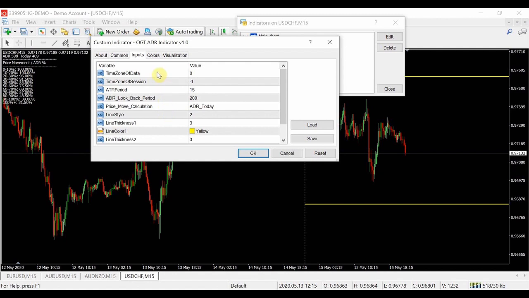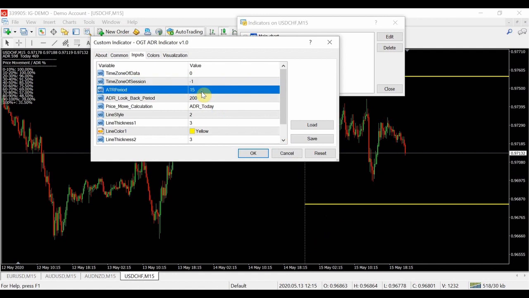The first thing is making sure that your start of the day is aligned with your broker. The broker I'm using is slightly behind, so I've had to go back to -1 to align the day. As you can see, this line that I'm hovering my mouse over shows you what the start of the trading day actually is, and then that line will create the next day as the days continue.